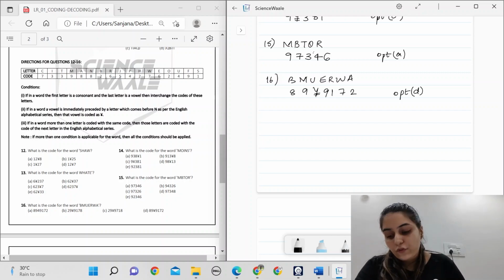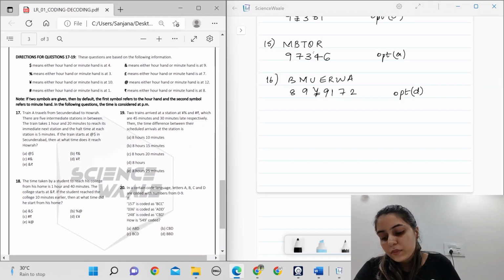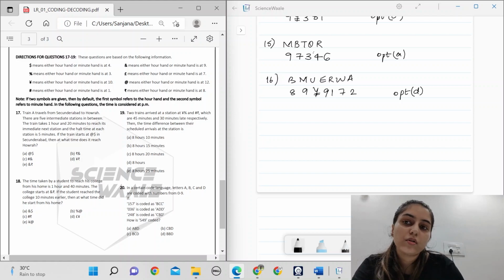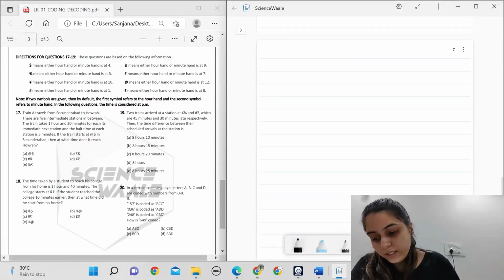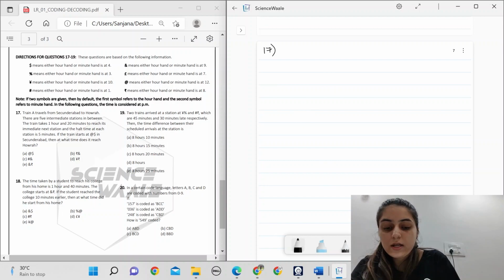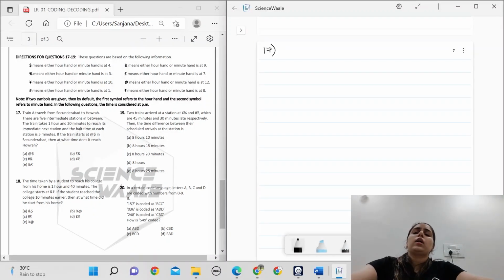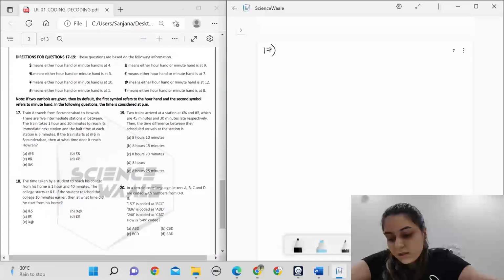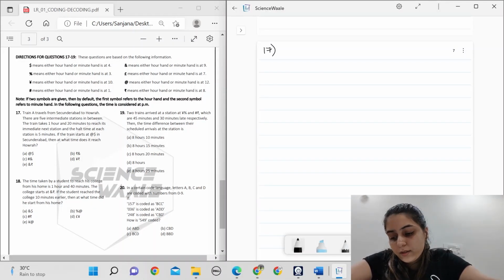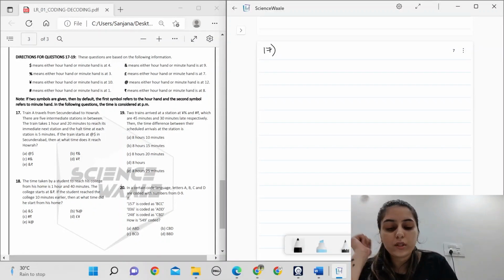Done with this set of questions, and we are left with the last few questions, and we'll be done with this topic. Moving on to the 17th question. Let's read out the conditions they have given us. Here they have told us that dollar means hour 4 or minute 4, or the minute hand is at 4. So let us note it down first.